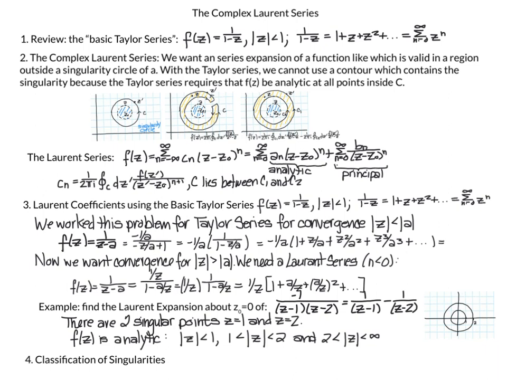So there are 3 areas where f of z is analytic. The first is when we're in this inner circle, when absolute value of z is less than 1. The second is when we're in this annular region where we're between the two singularities, so absolute value of z is between 1 and 2. And finally, when we're outside, that is, absolute value of z is greater than 2. So this is an involved problem with 3 sections, and we will do that in this video.